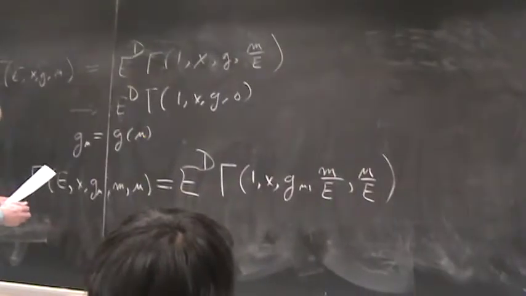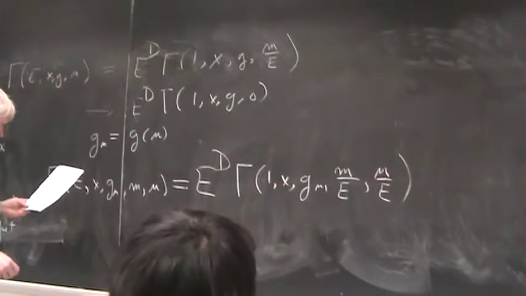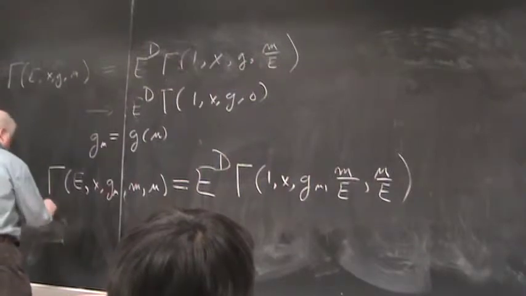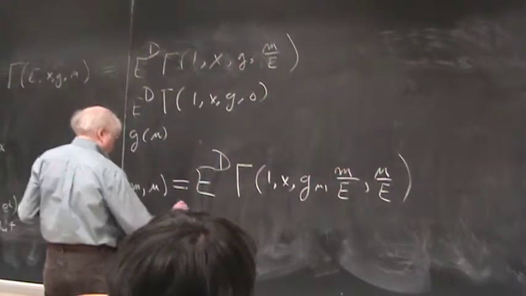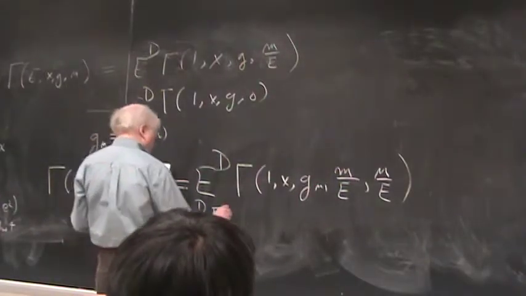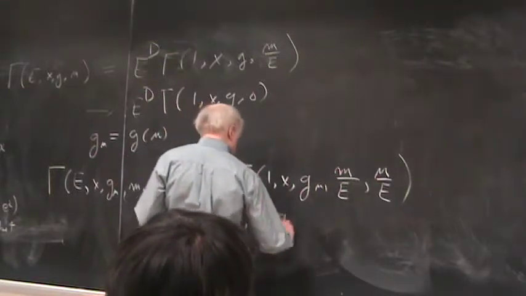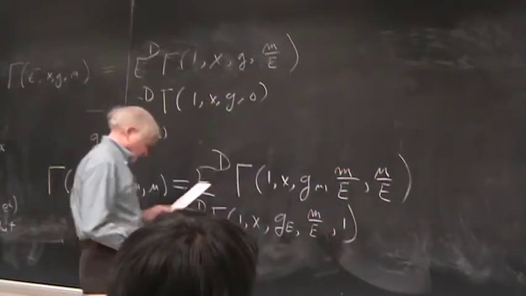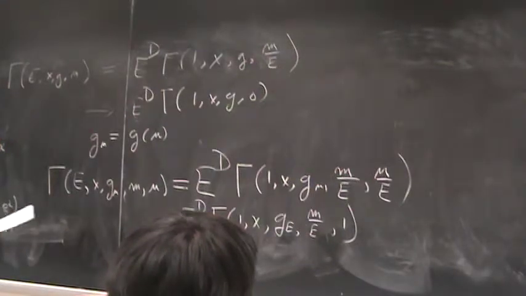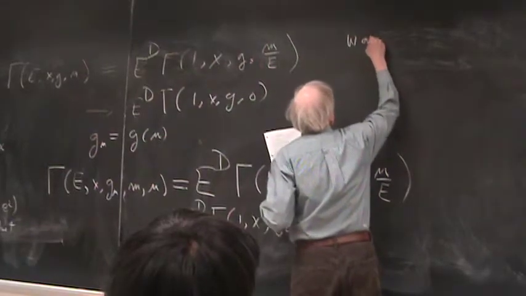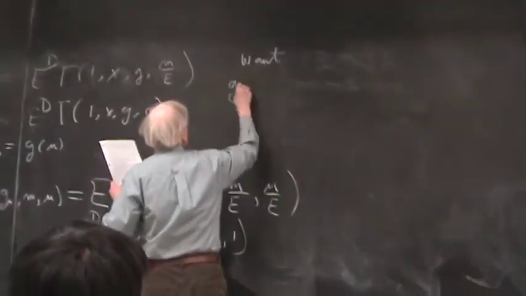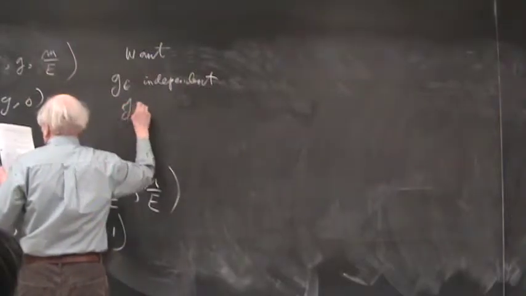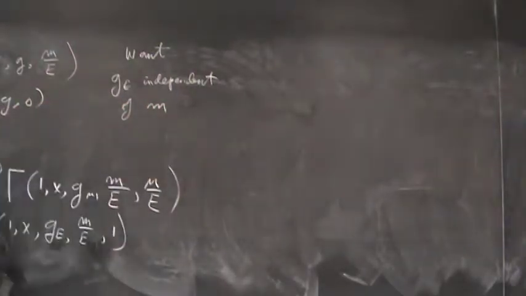All right, now, so the idea here is to compute gamma at mu equal to E, and in that case, this thing becomes E to the d gamma of 1, X, G of E, M over E, and 1. And the idea is to have G of E, so let me just write that down. So we want G of E to be independent of M. M is the mass or masses in the theory, of course.